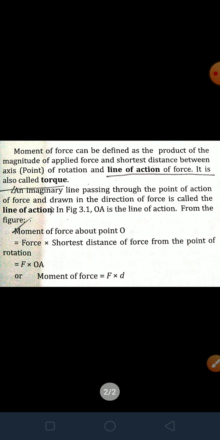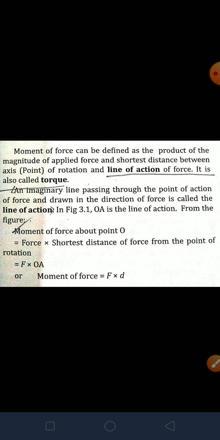Then how can you define moment of force? Moment of force can be defined as the product of the magnitude of applied force and shortest distance between the axis of rotation and line of action of force. It is also called torque.